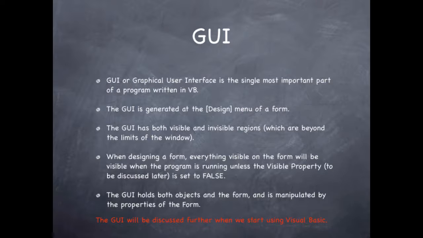In later lessons, I'm actually going to pull Visual Basic video into this. But for now, you really have to understand the lessons and the language before we go into anything more project-like. The GUI holds both objects and the form, and is manipulated by the properties of the form. If you look in the bottom right corner of the Visual Basic screen, you'll see the properties. The GUI is manipulated by those properties, as well as the properties of every object on it. And the GUI will be discussed further when we start using Visual Basic.